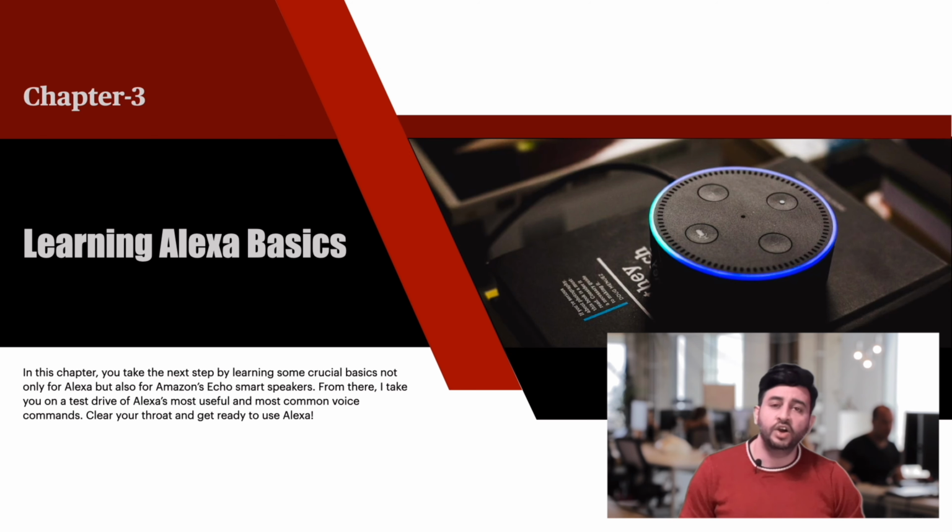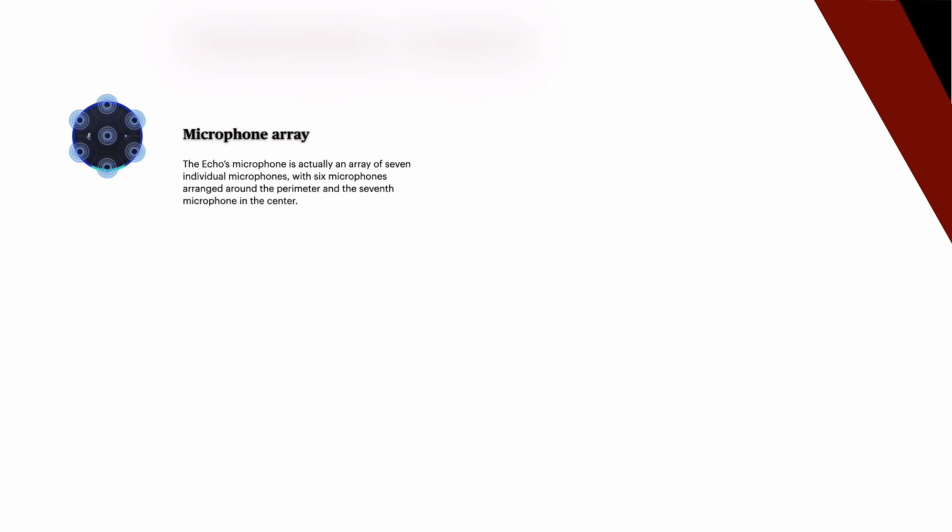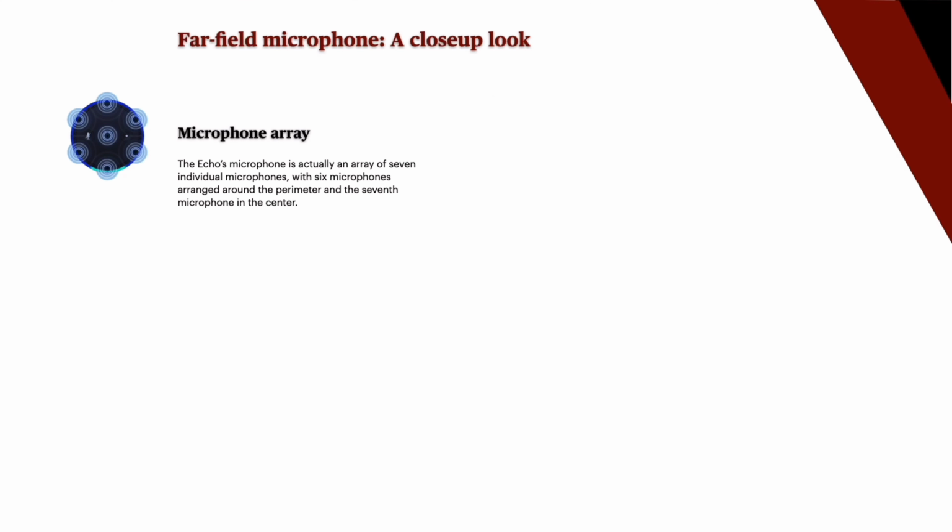Your Echo's far field microphone uses these technologies to accomplish these tasks. Microphone array. The Echo's microphone is actually an array of 7 individual microphones, with 6 microphones arranged around the perimeter and the 7th microphone in the center. Using an array of microphones in this way means you can talk to your Echo from any direction.